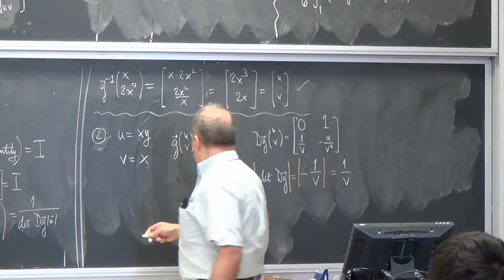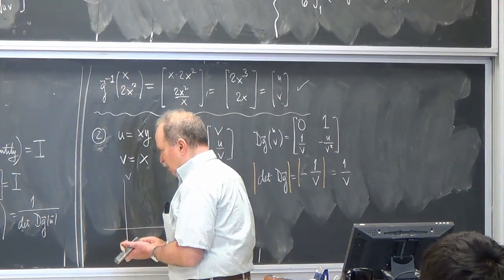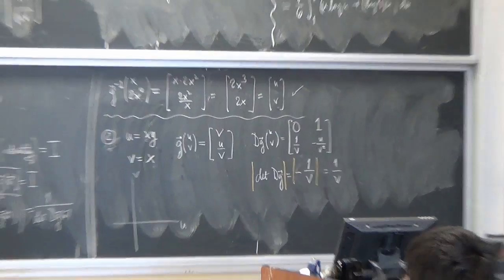But okay, now what is my domain omega going to look like now? Well, u is still going from 1 to 3.